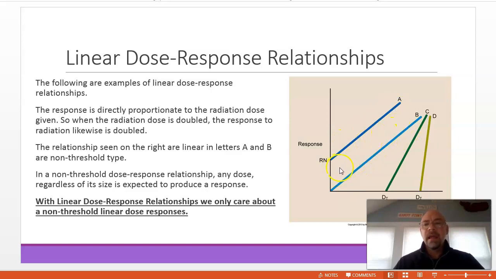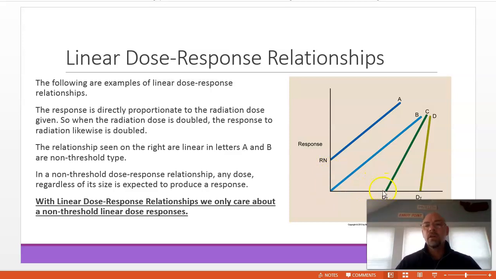It's linear. Now, as far as threshold and non-threshold, just to show you as an example, whenever a line is on this vertical line, okay, that means that there is no threshold. All right, so if down on the bottom is your radiation dose, and here on the side is your response, just by going up one little tiny bit, you're automatically going to get a response. The graph is automatically going to increase as you increase the radiation dose. Okay, so if it's on this line or if it's tucked in the corner here, that means there's no threshold.